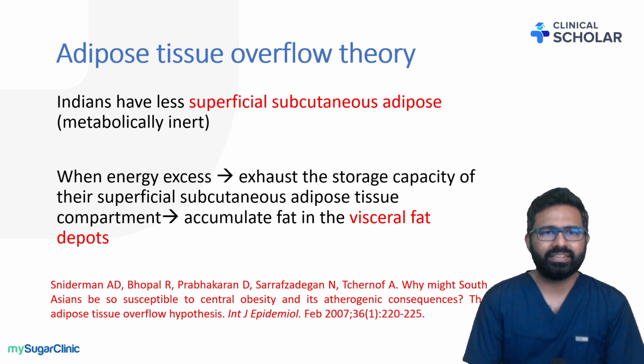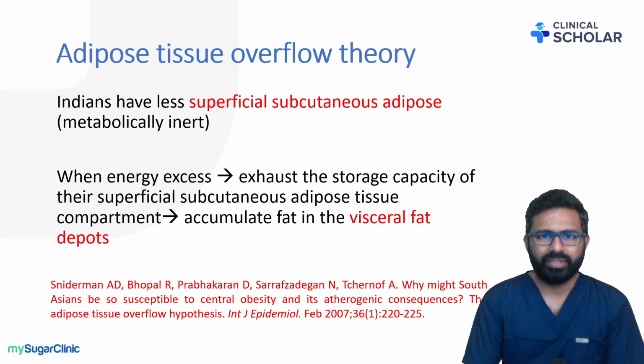Why are Indians prone to be metabolically obese even with normal BMI? The adipose tissue overflow theory can explain the reasons. Indians have less superficial subcutaneous adipose tissue. Normally, this is genetically mediated. Our build is like that. We do not have a good volume of superficial or external subcutaneous adipose tissue.